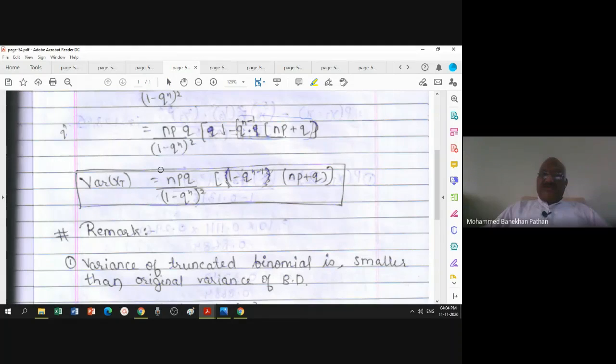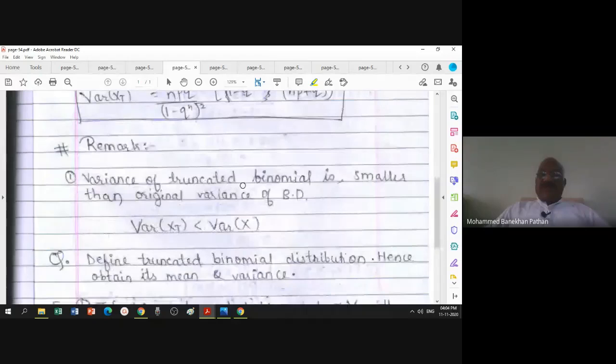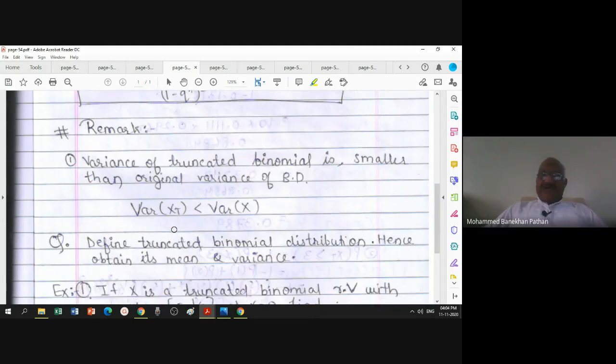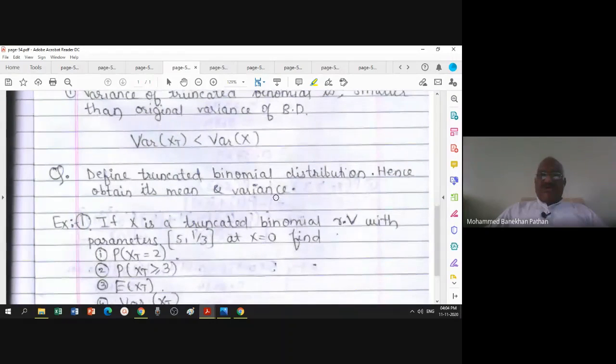npq is the original variance without truncation. You know from your first year. This is the extra quantity which comes in the variance of xt. Let us put the remark: variance of truncated binomial is smaller than original variance. It is the reverse of the mean. Yesterday I said truncated mean is bigger than original mean. What about variance? Variance is not bigger. Truncated variance is smaller than original variance. This is to be remembered.